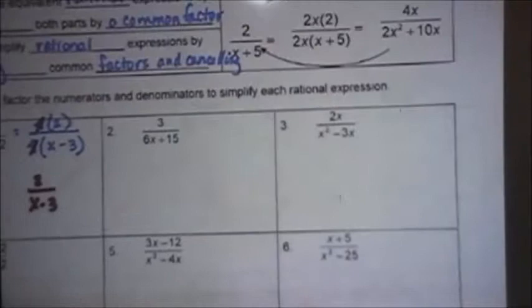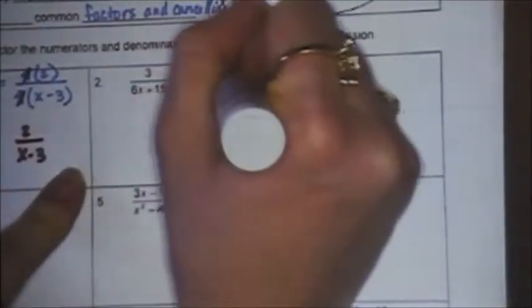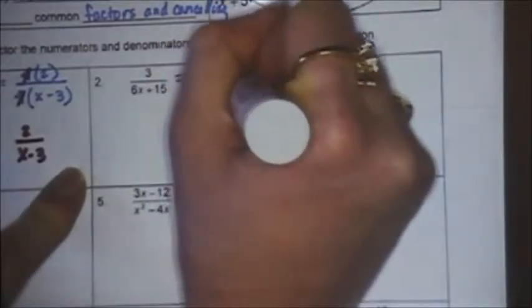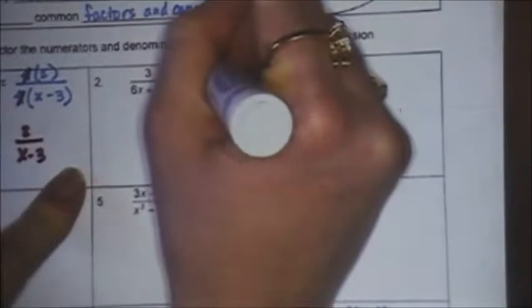So same thing for number 2. I know you could just look at it right off the bat and go, oh, well, 3 will go into all of those numbers and just divide by 3. But because of what's going to happen later, I would rather you go ahead and factor it. So on bottom, I'm going to factor out a 3 because it's a GCF, and it leaves me 2x plus 5. Well, the top actually doesn't have to be factored because 3 is already simplified and it's a prime number.